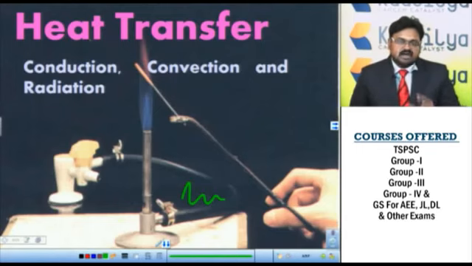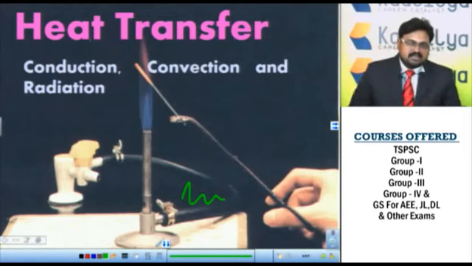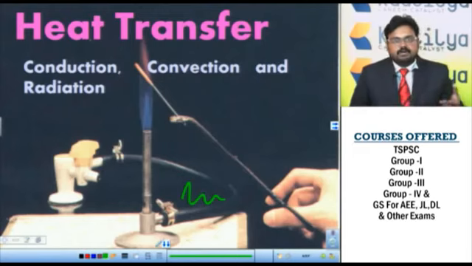Now when it comes to convection, there is a transfer of energy, but there is also the transfer of mass from one point to another point. So in case of convection, energy is transmitted using the particles. So the particles take this energy from one point to another point. Therefore that is how we have the energy transfer.